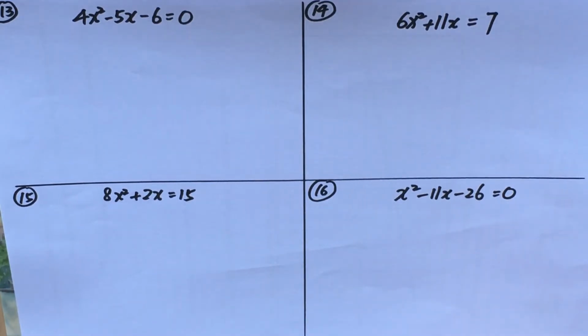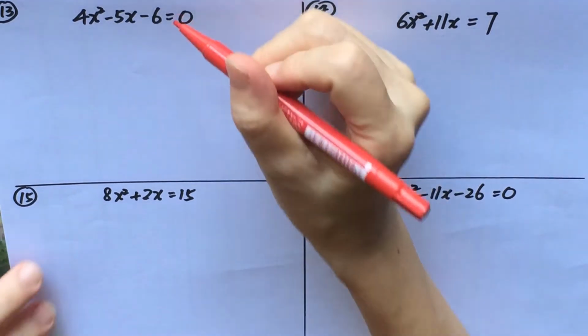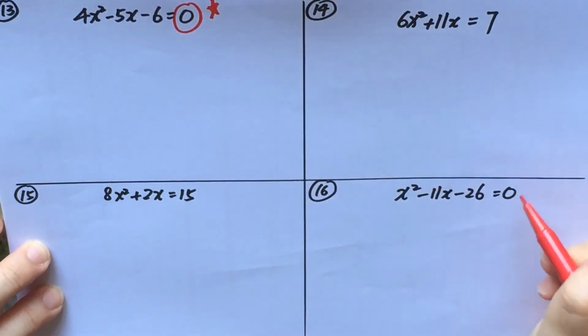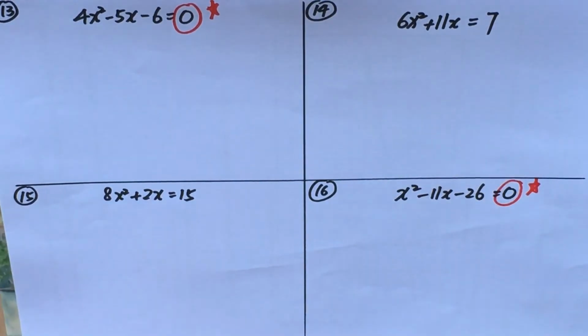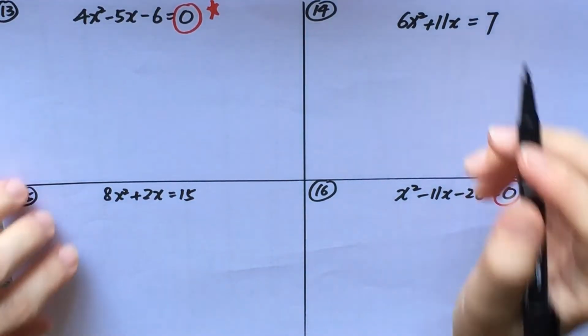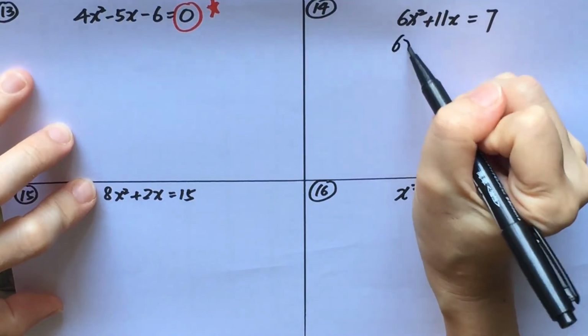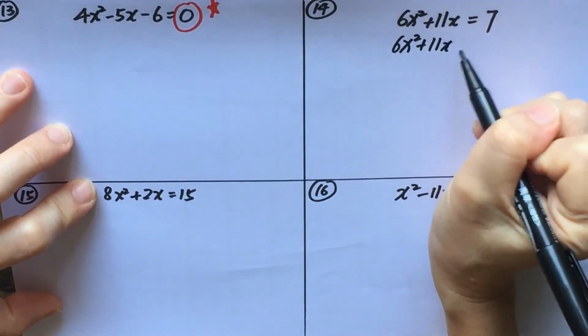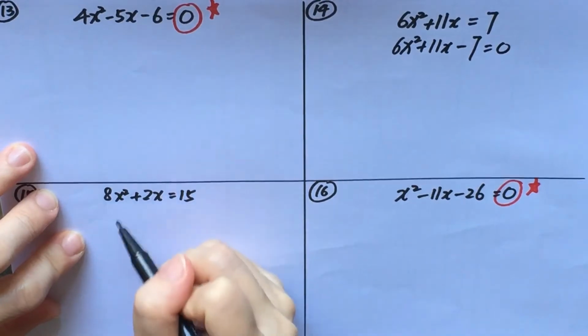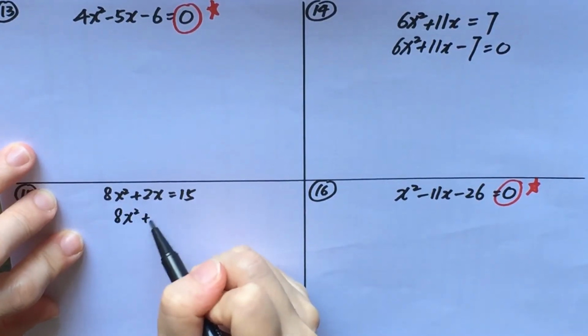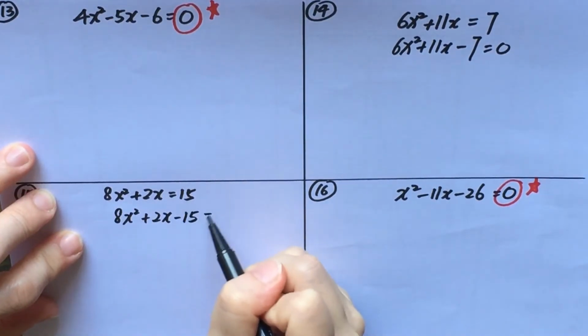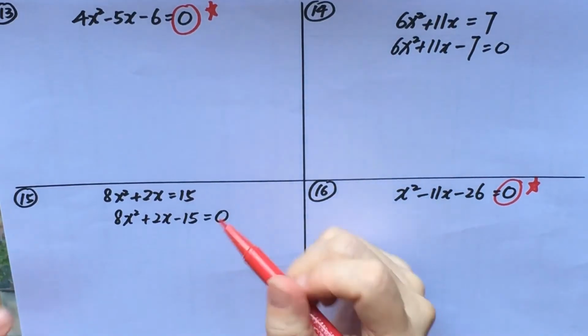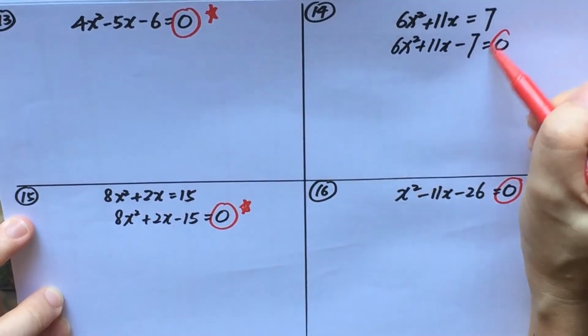Okay, next 4 questions to solve quadratic equations. We compare all the questions and see that actually only 2 of them have one side equals to 0. The other 2 not yet. So we need to minus 7 for this case, and then minus 15 for this case, so that now it is equals to 0.